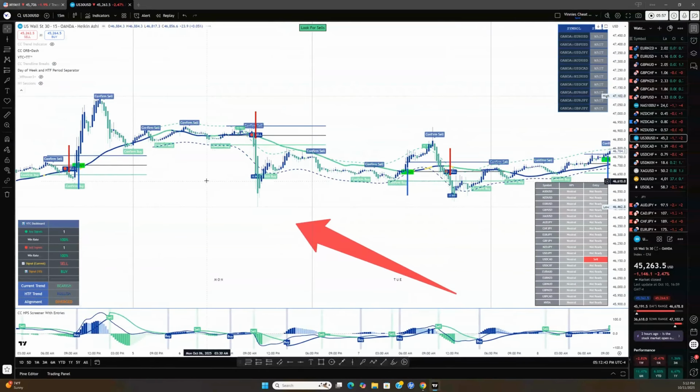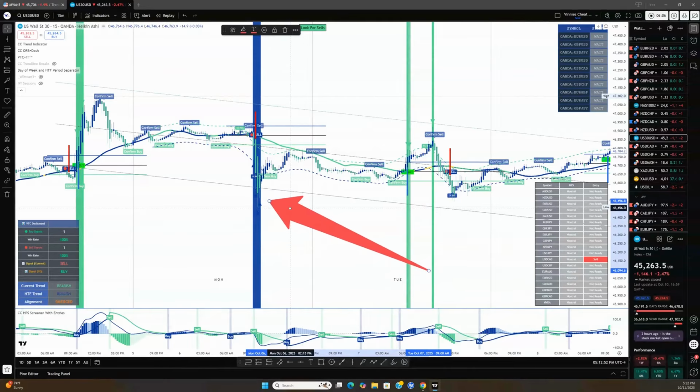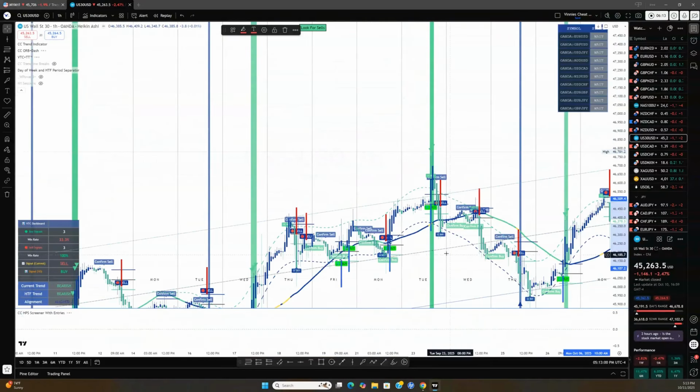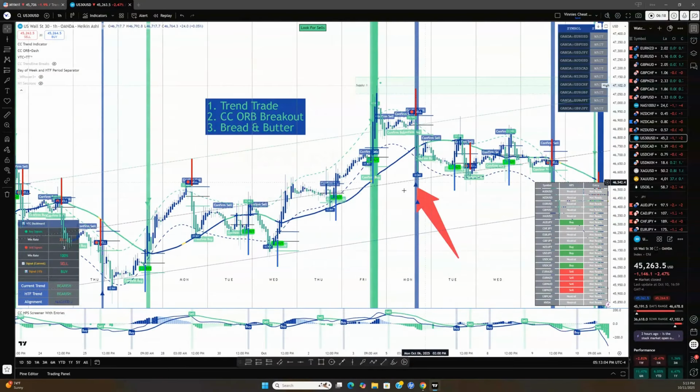Now the last strategy is going to be our bread and butter. Let's see if we had a bread and butter. Let's go ahead and turn on the CC trend indicator, and we do have a bread and butter. Okay, a bread and butter is simply, oh, but wait, I shouldn't say that first. Let's go ahead and check the 1 hour real quick on Monday. Yeah, we do. We have a bread and butter.